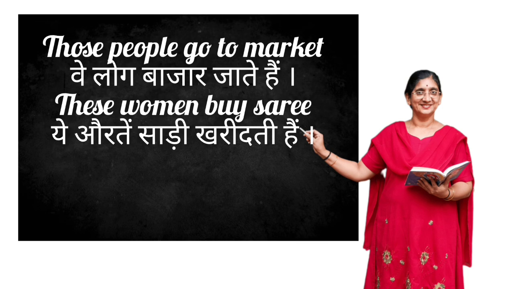Now let us see the sentence. These women buy sari. These is ये, women can be said as औरतें, buy is खरीद, and so we can say this sentence as ये औरतें साड़ी खरीदती हैं. So far, we saw how to frame a simple present tense sentence in Hindi and hope you were able to understand it easily.